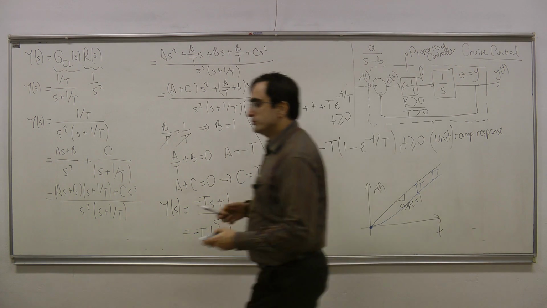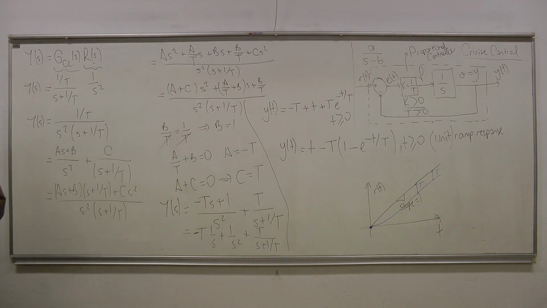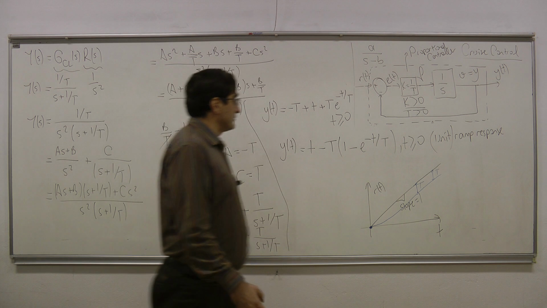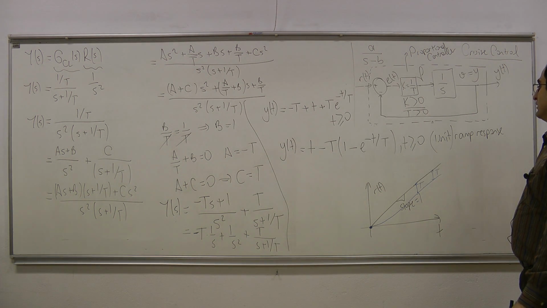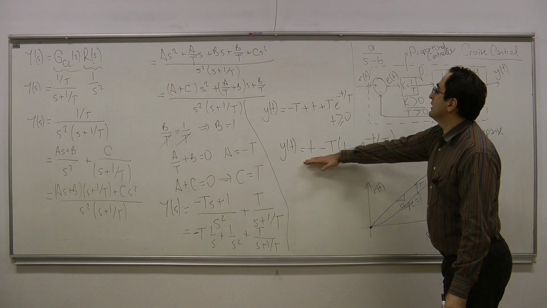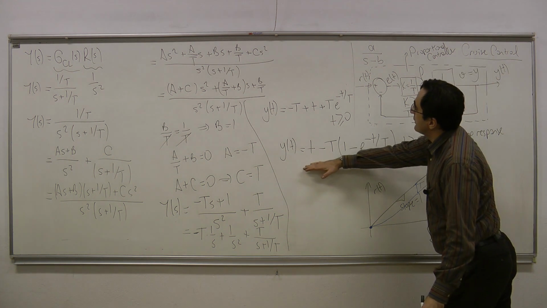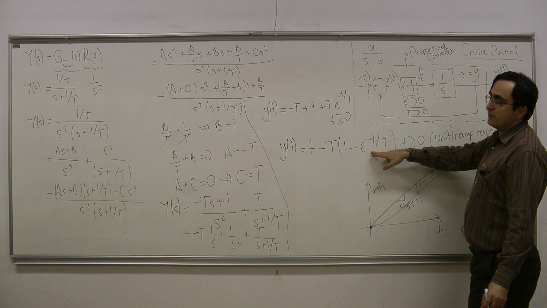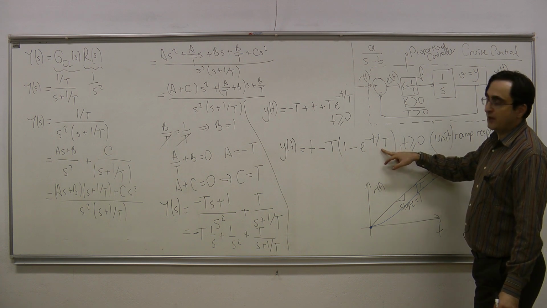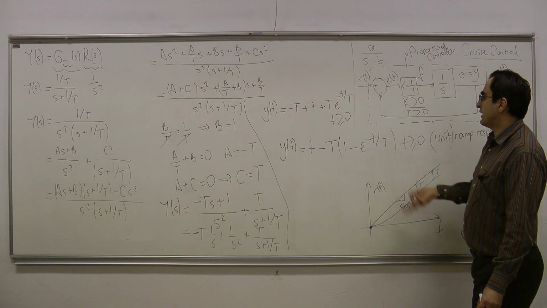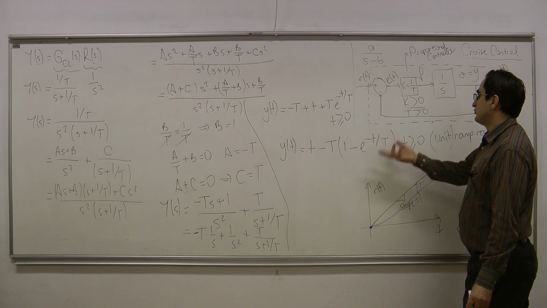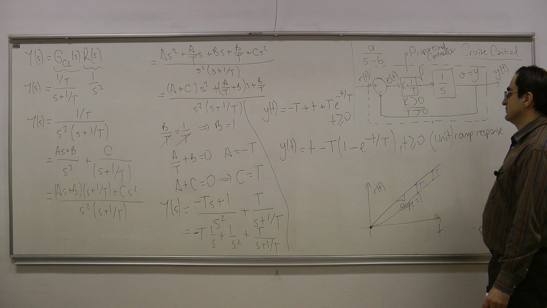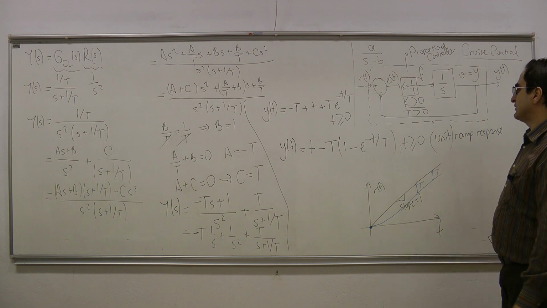So this is our unit ramp response. And now let us look at its transient and steady state characteristics. When I look at this expression here, I see that we have again an exponential with time constant capital T. So we would have some settling time which is equal to 3 or 4 time constants here. So in terms of settling time, nothing changes.